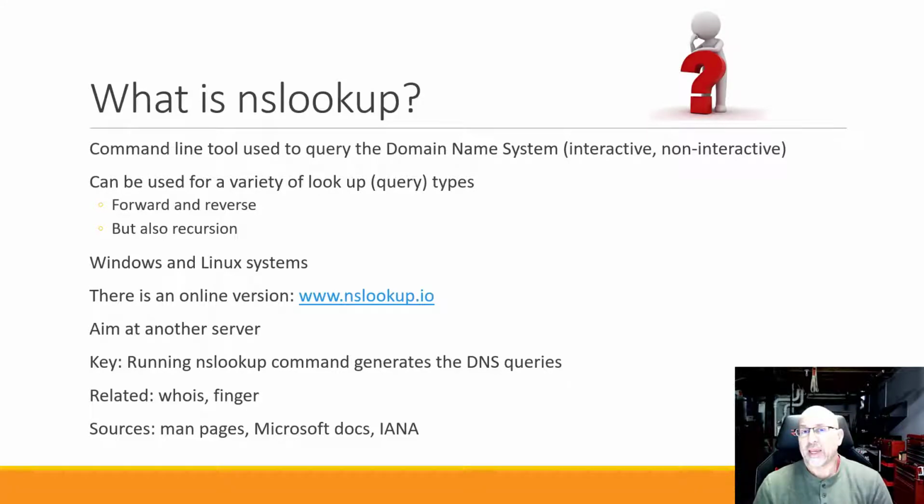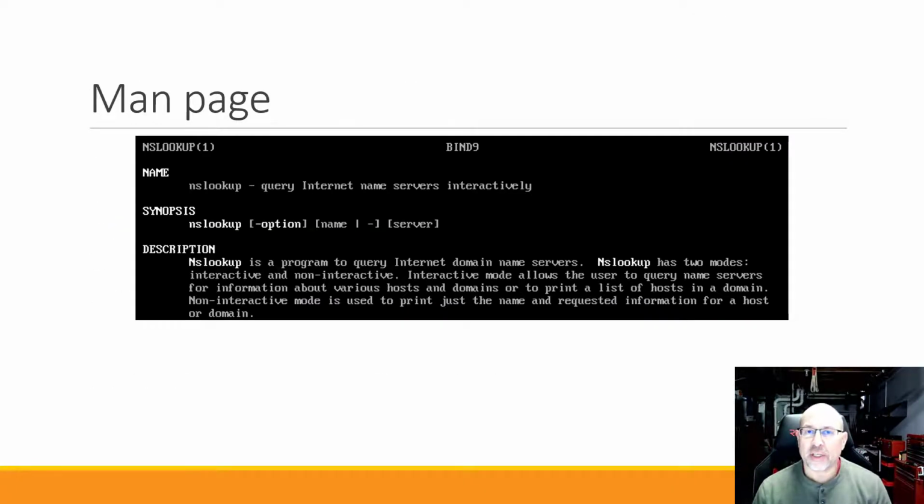There are a couple of related things that we do, fingerprinting or finger, and whois. There are a couple of sources that you can look at, the man pages. You can also see a lot of information out at IANA, and of course, the docs for whatever operating system you're running. This has actually been a part of Bind for a long, long time. And you don't have to believe me. Here's the man page that goes along with it. So this is nslookup, query internet name servers interactively. So that's what it does. That's the whole point of nslookup.